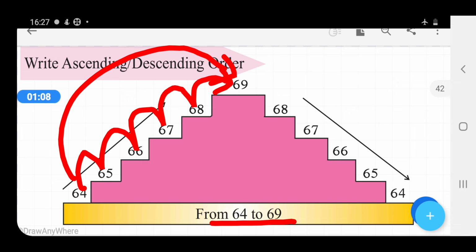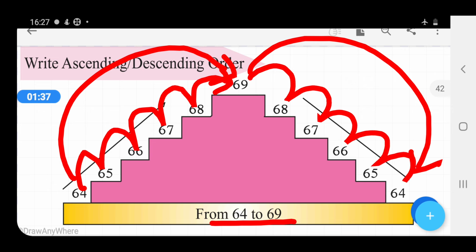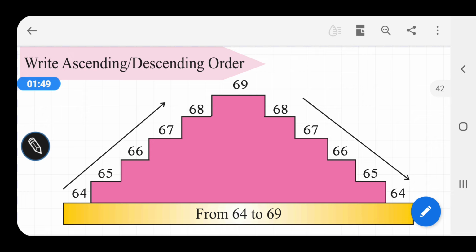And when the numbers are arranged from greater to smaller number, it is called descending order of numbers, like 69 to 64. In descending order, the numbers always subtract and counting goes backward, like 69, 68, 67, 66, 65, and 64. Okay, so here these numbers are in descending order. Okay, now let's move to the next sum.